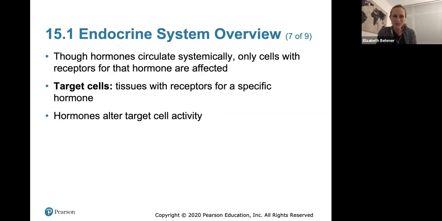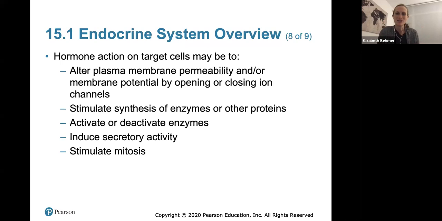And don't worry about eicosanoids. So though hormones circulate systemically through the blood, and can circulate throughout the entire body, they will only affect the cells that have specific receptors for them. The target cell is the tissue with receptors for that specific hormone. And hormones are very specific in which target cell they will activate because they will bind specifically with a receptor on that target cell.